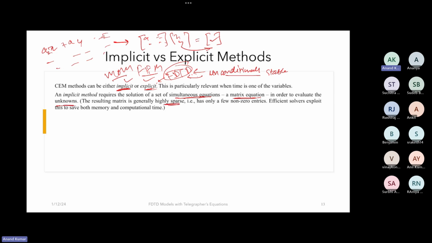Usually the matrix is highly sparse, though it could be dense as well. Then you invert this matrix, multiply it with this matrix, and you can end up with your unknown. So this is what an implicit method requires.